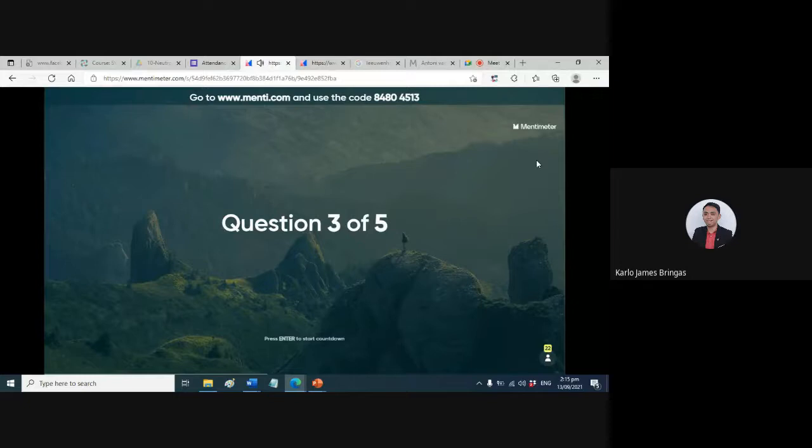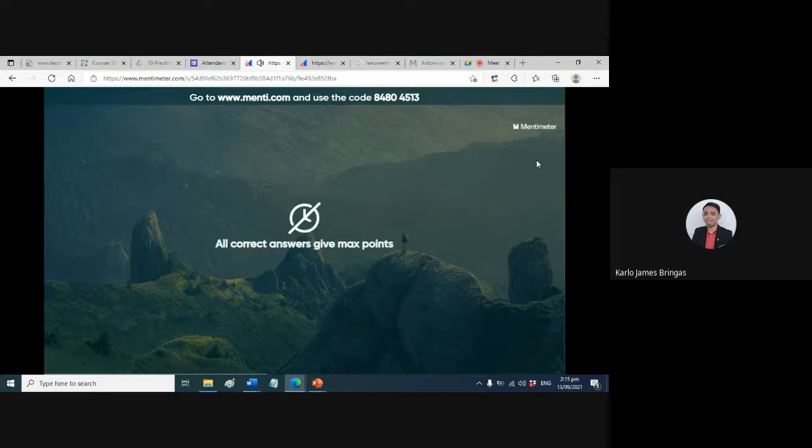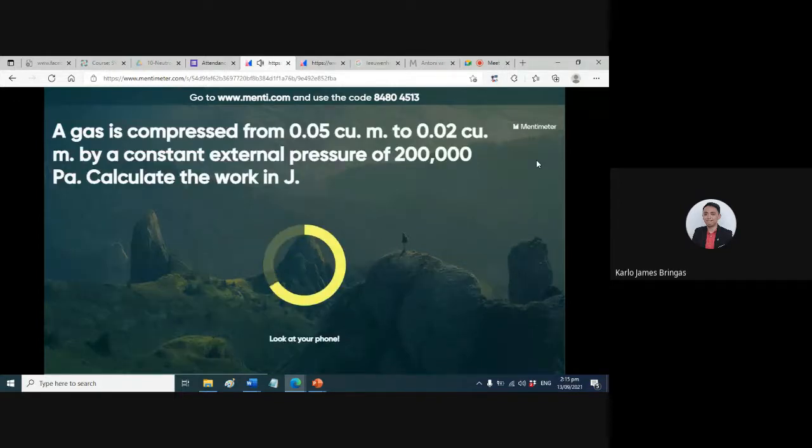So again, calculations pa rin ito. Keep your calculators ready for this one. So a gas is compressed from 0.05 cubic meter to 0.02 cubic meter by a constant external pressure of 200,000 Pascal. Now please calculate the work in joule. So in your final answer, please write the unit na capital J for your answer to be considered correct. So we have 15 seconds on the clock. So para sa iba, habol-habol naman tayo, guys.